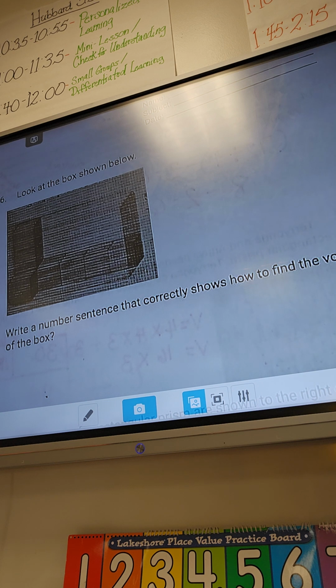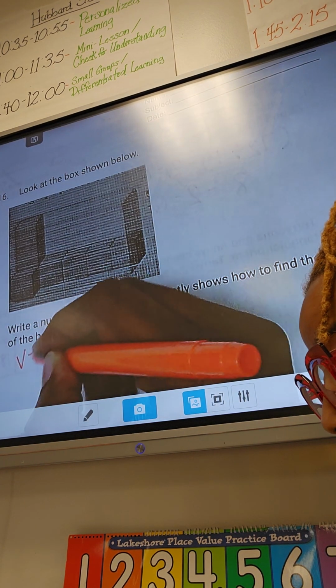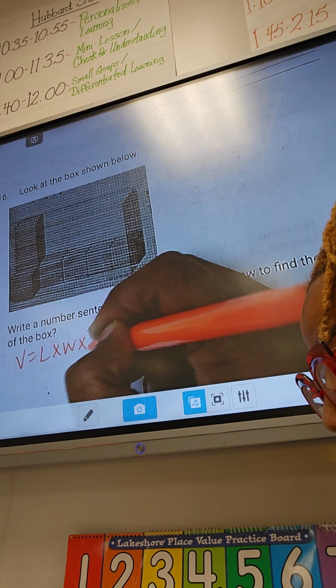Look at the box shown below. Can't really see it on this picture, but you can see it much better on your paper. Write a number sentence that correctly shows how to find the volume of the box. So, first of all, volume equals length times width times height.